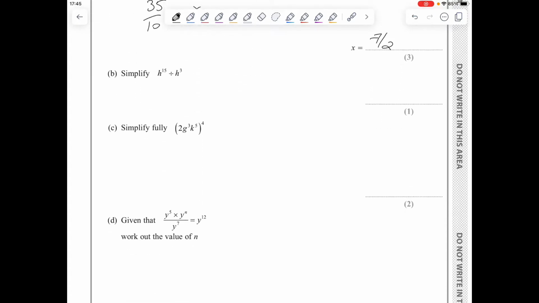For part B, according to the rules of indices, I need to subtract the powers, so I get h to the power of 12. Part C, the power of 4 applies to all numbers and letters separately, so I get 2 to the power of 4, then g to the 3 to the power of 4, and k to the 5 to the power of 4. 2 to the 4 is 16, and then for the other two I apply the laws of indices, but I multiply the powers, so I get g to the power of 12, k to the power of 20.